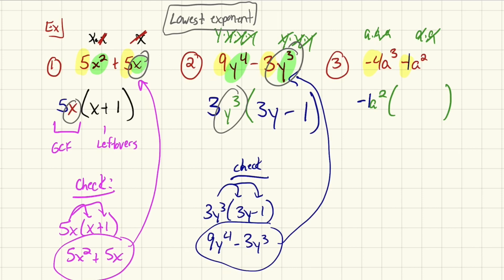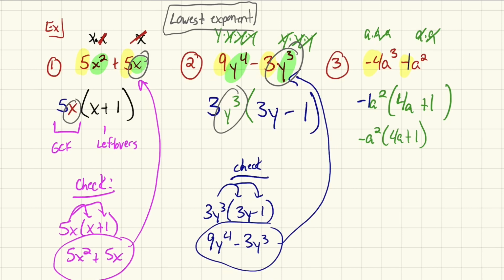So negative 1 times 4 gives me negative 4, a squared times a gives me a to the third. Negative 1 times a positive 1 gives me negative 1. And then a squared times 1 is a squared. So my final answer here is negative 1a squared, parentheses, 4a plus 1. Or if you wanted to write it like you would see it in a book, you would get negative a squared, 4a plus 1. All right, so again, we've just divided out and we've had our leftover pieces, right?